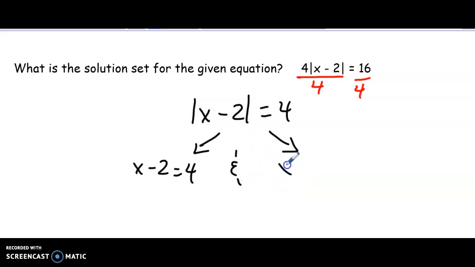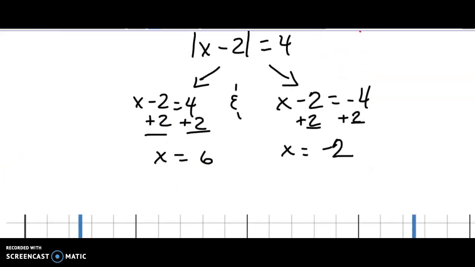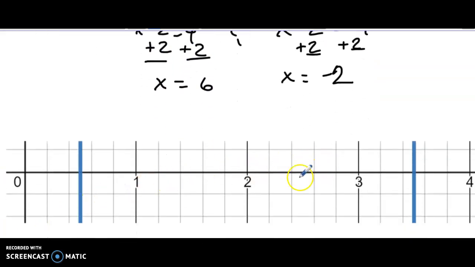And don't change what's inside the absolute value sign. x minus 2 is equal to the opposite, so negative 4. Then we simply get our variable by itself, so we'll add 2 to both sides. So we end up with x is equal to 6 and x is equal to negative 2. And when you look at it on this graph, you can see that.